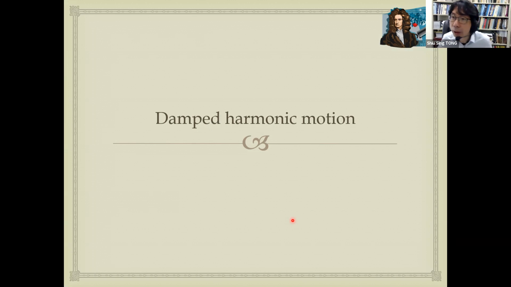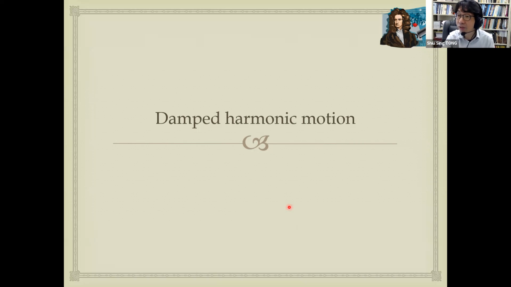Then we would like to introduce a damping to the equation of motion. Now, if you observe the oscillation in our daily life, we can see that the oscillation will die down with time. It will not oscillate forever, because when the particle oscillates, there will always be energy dissipation. The dissipation may be due to friction, it may be due to air resistance, or a combination of the two.